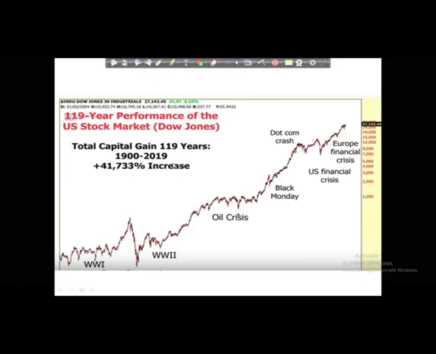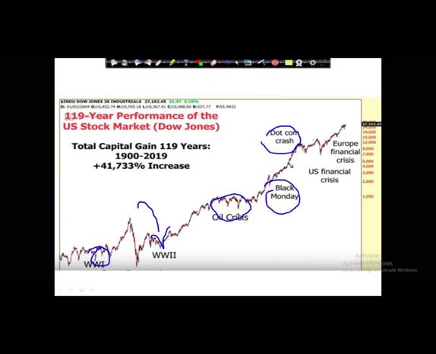Now, all right, here again, this is 100 years of stock market. In this area we have seen 1, 2, 3, 4, 5, 6, 7 recession times. First, the World War One recession, and this is World War Two, and this is the oil crisis. Here you can see the Black Monday, and all are recessions. The dot-com crash, and this is the U.S. financial crisis. And this is the European financial crisis. And here right now, our coronavirus crisis is there.